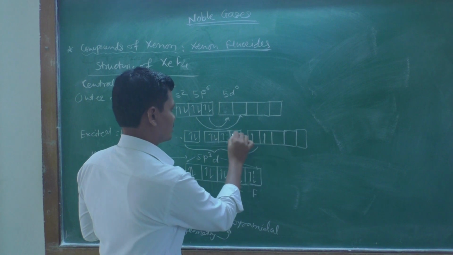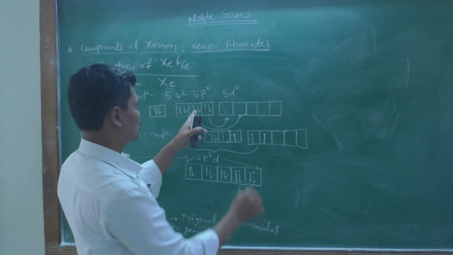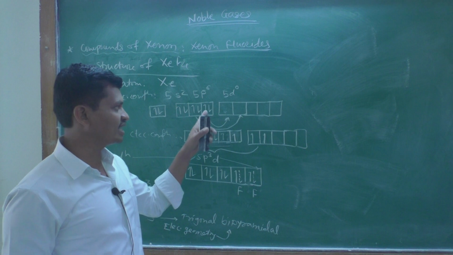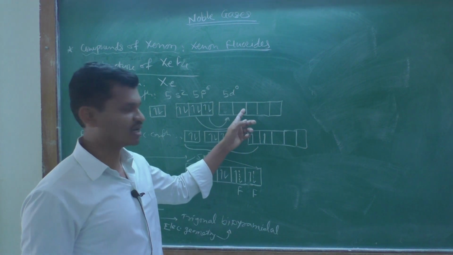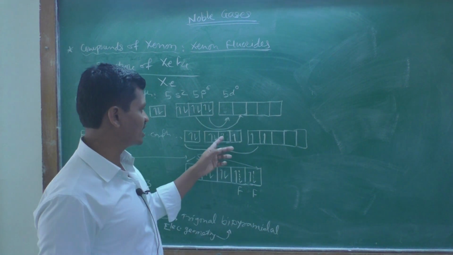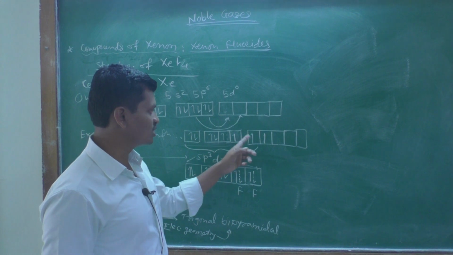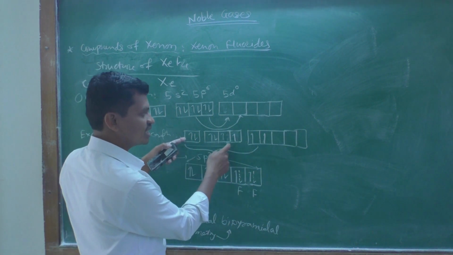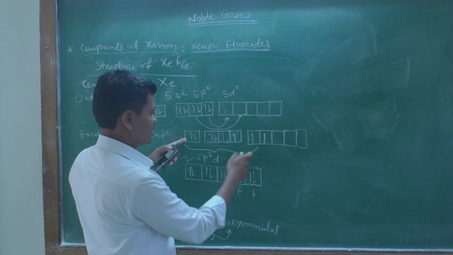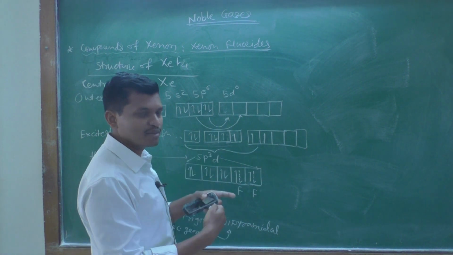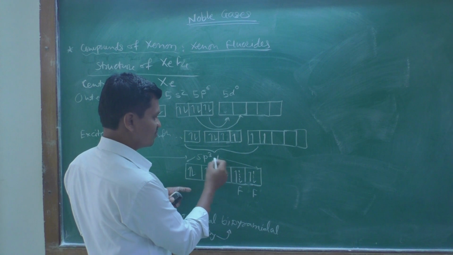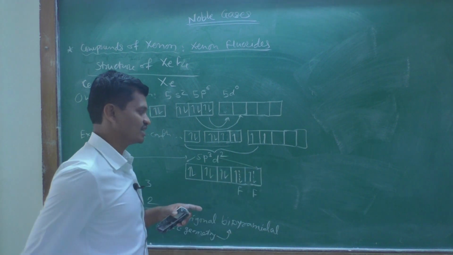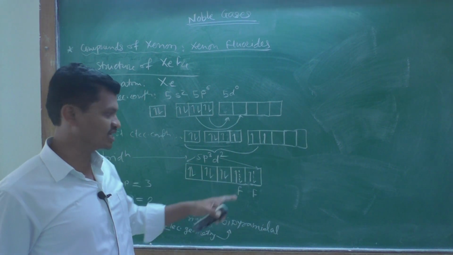Okay, so 2 p orbitals get excited to the empty d orbitals, and that's why we are having 4 empty orbitals. That's why one s, three p and two d orbitals get hybridized, and they are giving sp3d2 hybridization.